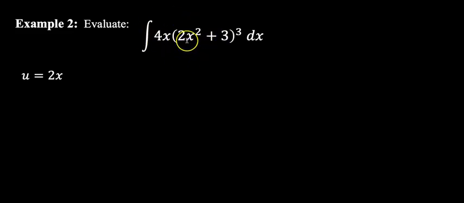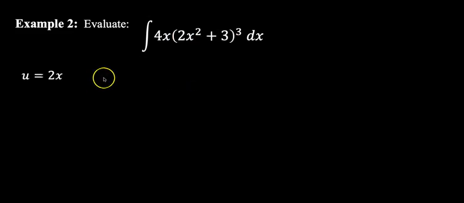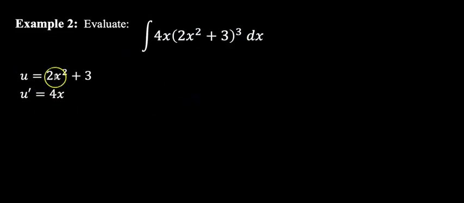So in this case, it looks like 2x squared plus 3 would be a good choice for u. The reason that looks like a good choice is because that may have been what the original inside was. Let's find u prime. Is u prime present in the integrand? Yes, it's right here. So that's a good clue that u equals 2x squared plus 3 is a good choice.